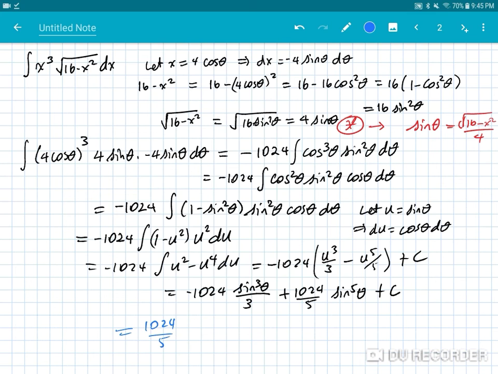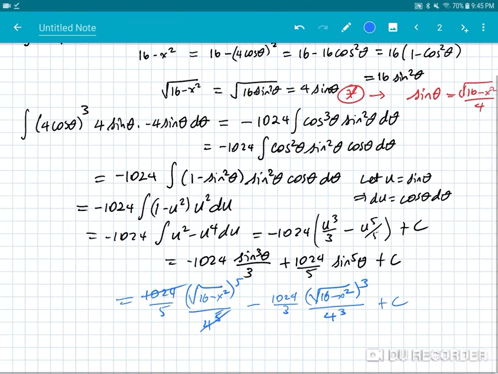So that gives me 1024 over 5, the square root of 16 minus x squared to the fifth over 4 to the fifth. If you remember, that was 4 to the fifth. That gave us 1024. Minus 1024 over 3, square root of 16 minus x squared to the third over 4 to the third. So 4 to the third and 4 to the fifth plus c. So 4 to the third and 4 to the fifth kind of cancel.